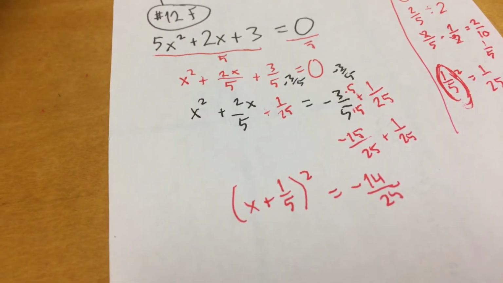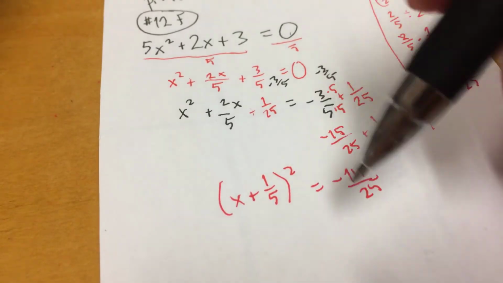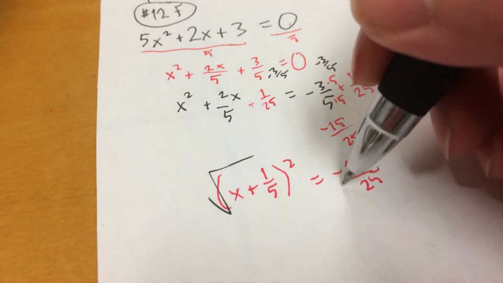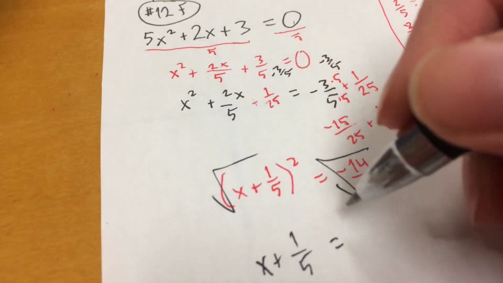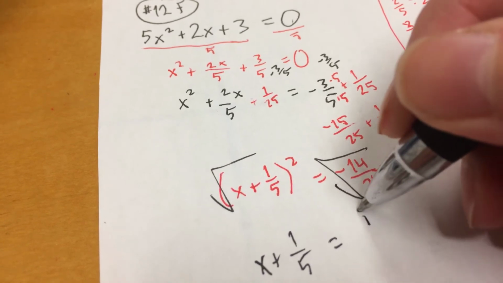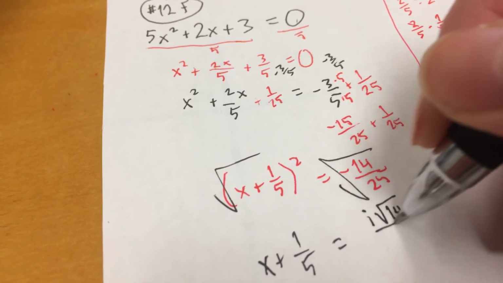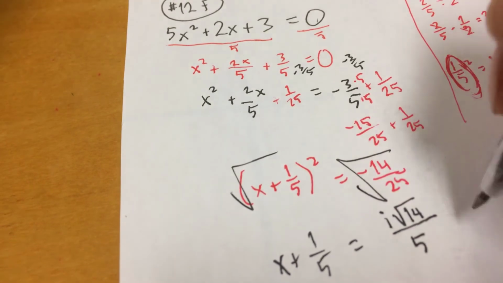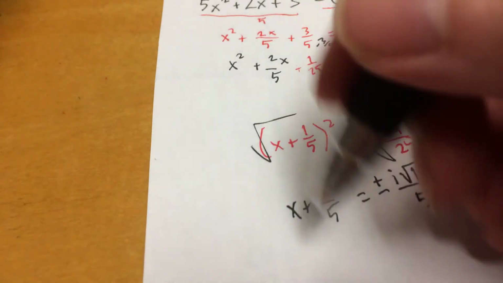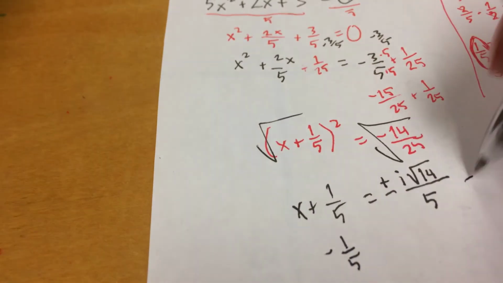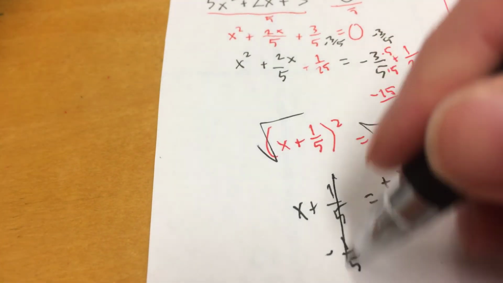And then from here, we went from an equation we can't solve to an equation we can solve, so we just go square root, square root. So we have x plus 1/5 now. And then square root of negative 14 is going to be i root 14. Square root of 25 is going to be 5. We got to put a plus minus in front because we square rooted. And then just subtract 1/5 on both sides. And now x is by itself.